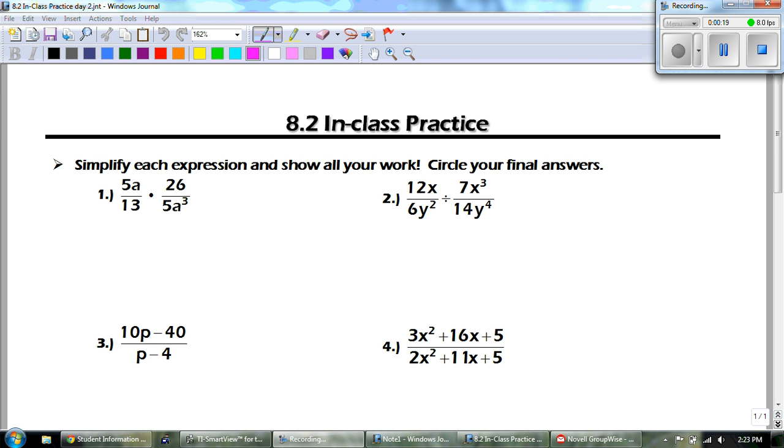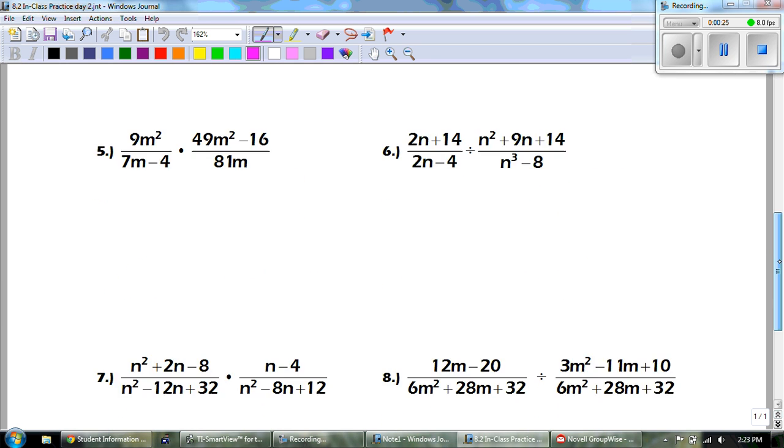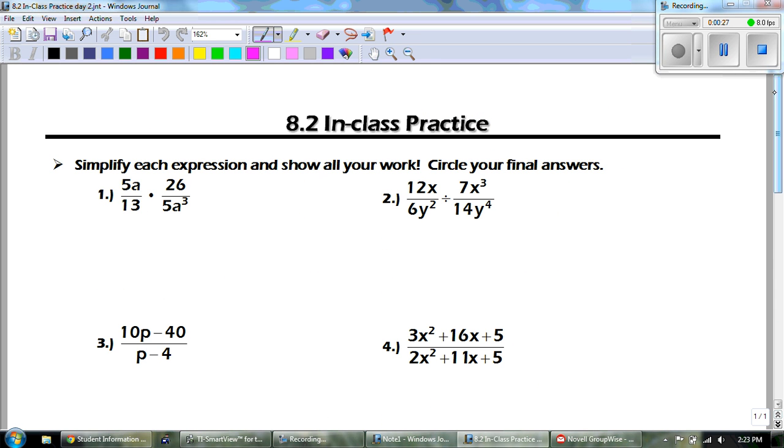Okay, so here is your assignment for today. Now mine, I actually spread it out a little bit so I can have a little bit more room to write it. You guys can use a separate sheet of paper. Okay, so looking at number 1.